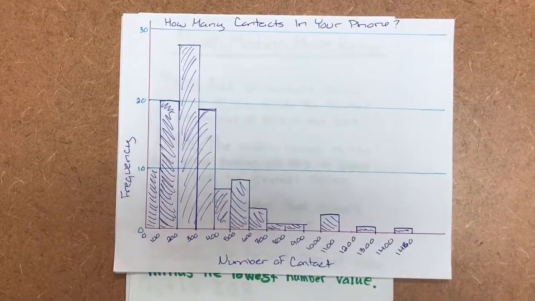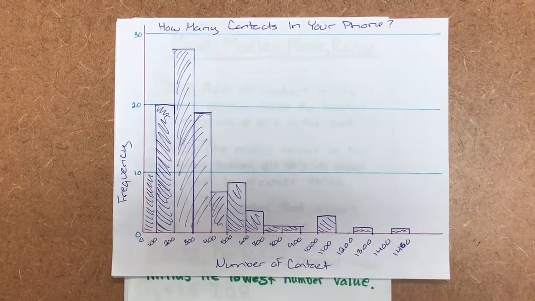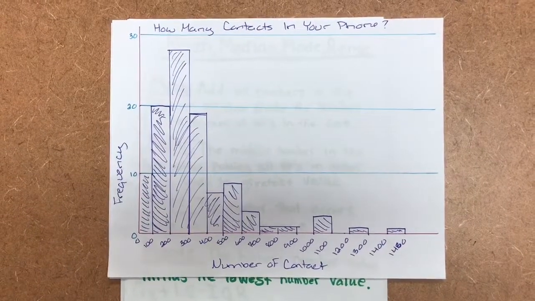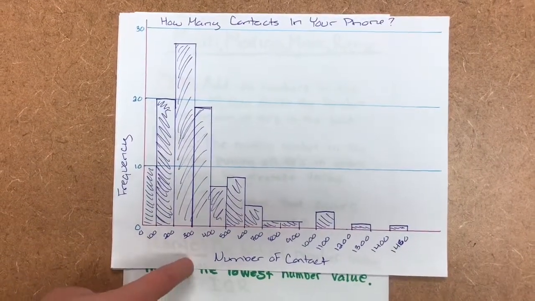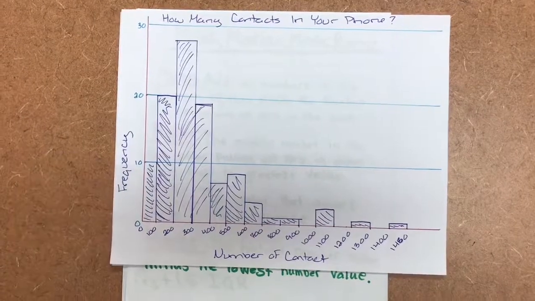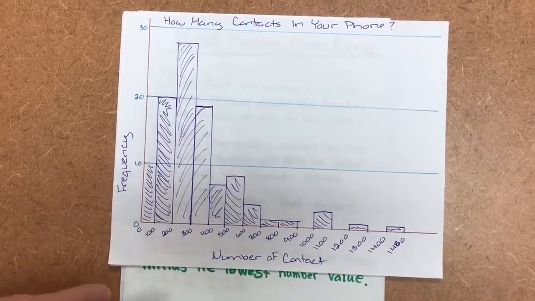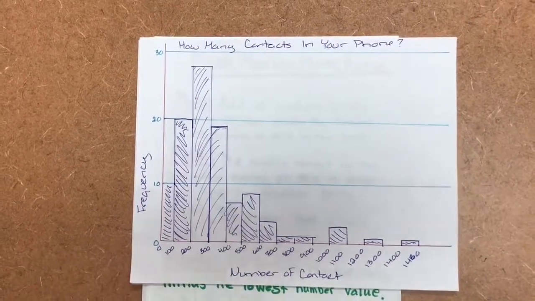In this graph, we made a histogram that represents our data in a univariable situation with the number of contacts as the x-axis and the frequency as the y-axis. In a histogram, you want to have the bars connected showing the data.